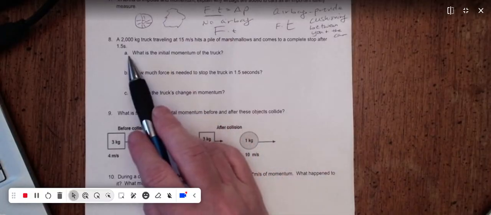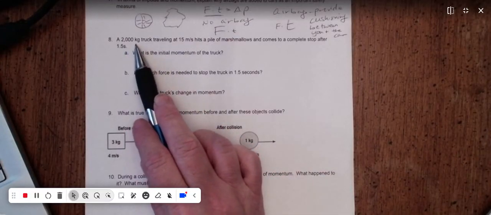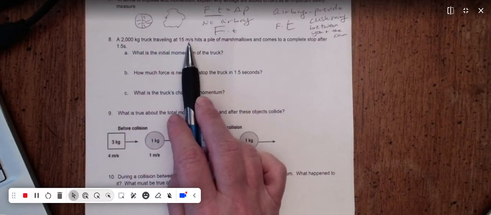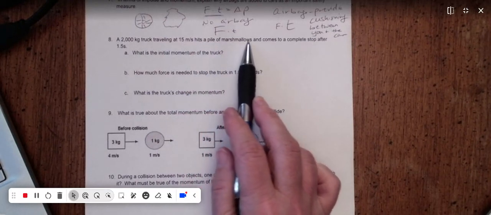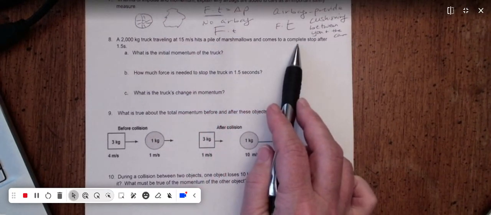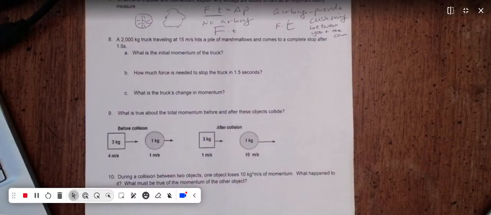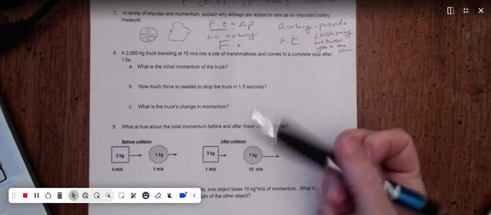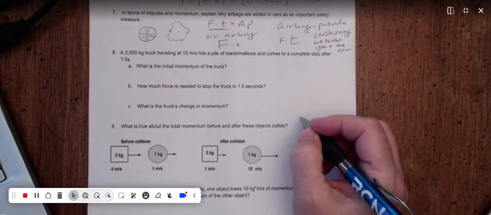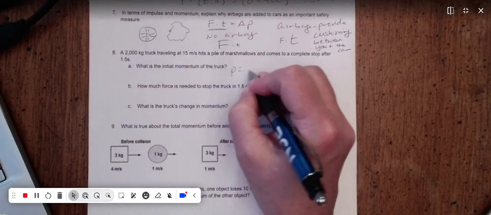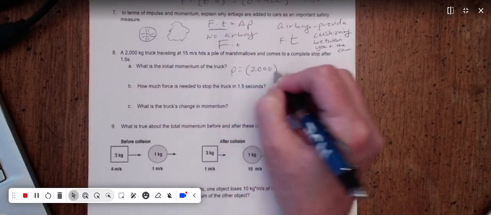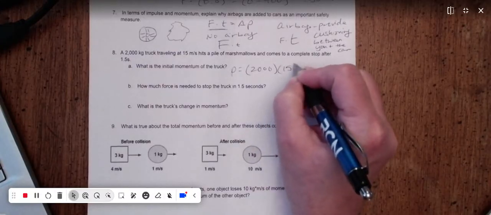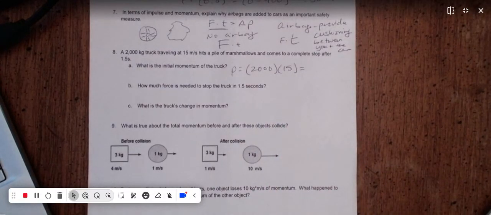So, okay, a 2,000 kilogram truck traveling at 15 meters per second hits a pile of marshmallows and comes to a complete stop after 1.5 seconds. So, a realistic scenario. Okay, so what's the initial momentum of the truck? Well, it has a mass of 2,000 kilograms, and it's traveling at 15 meters per second. So its initial momentum is 2,000 times 15.